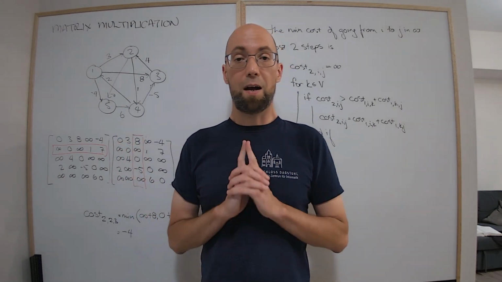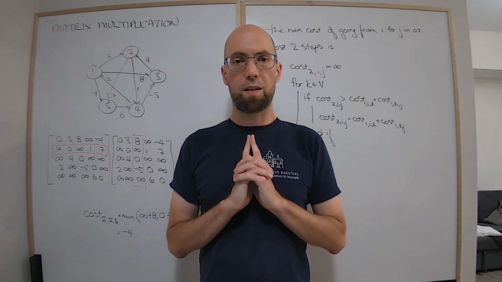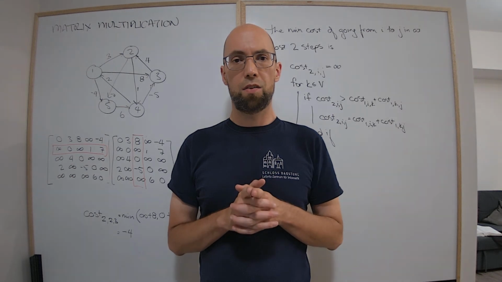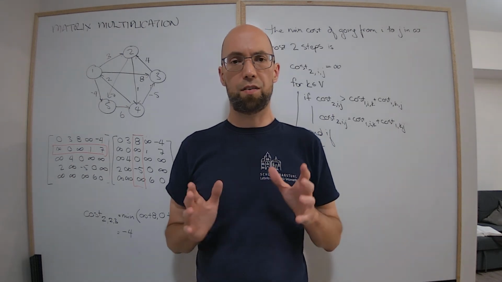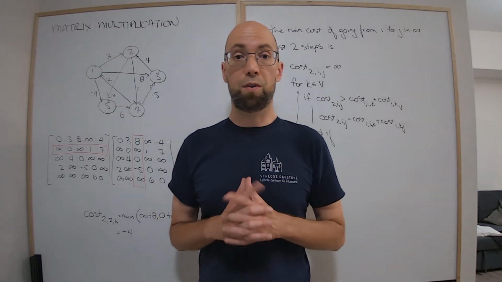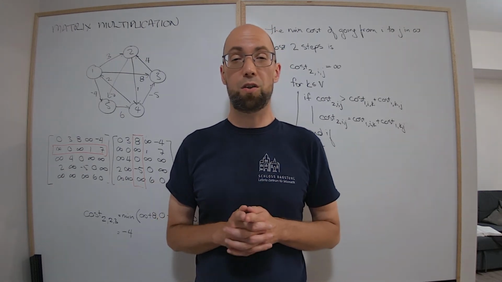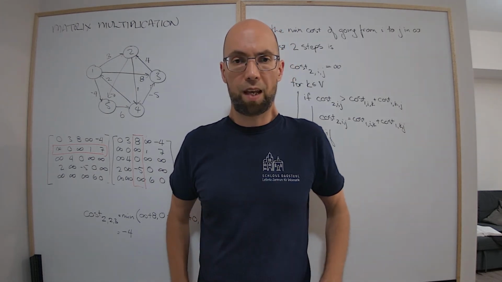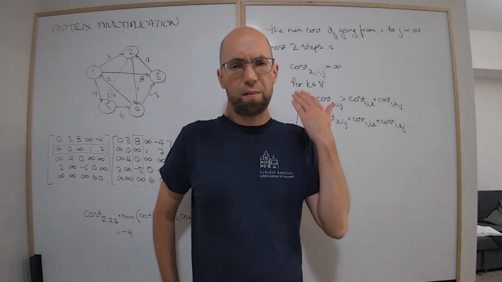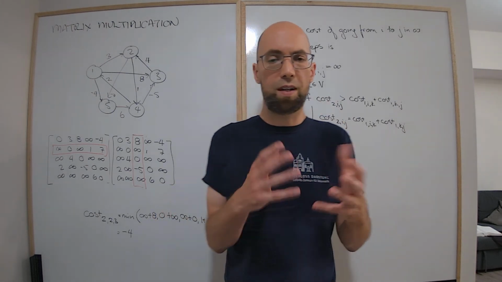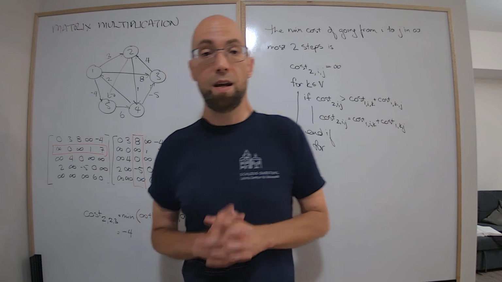So that's n cubed log n, and then on Wednesday we're going to see Floyd-Warshall, which gets rid of the log n, so it gets you down to n cubed. And it's similar, but it's dynamic programming to avoid some of the work.